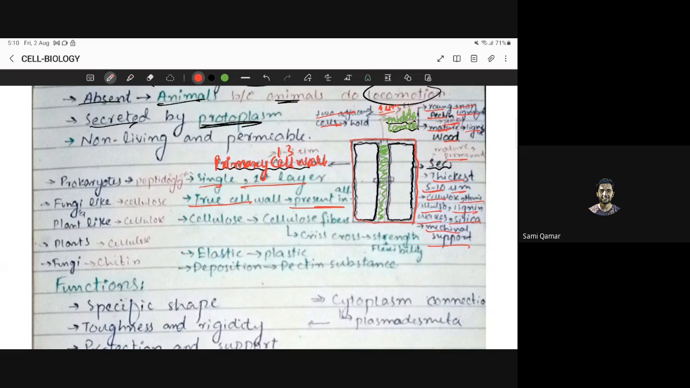Okay, cellulose. Its major composition is cellulose. As you know, cellulose is a polysaccharide. We will talk about cellulose in great detail, because so many questions arise from cellulose.